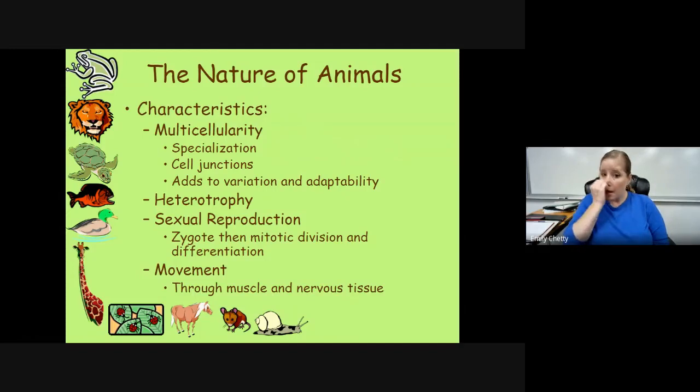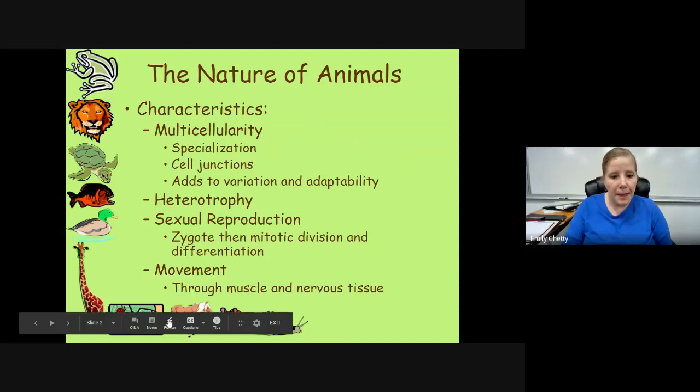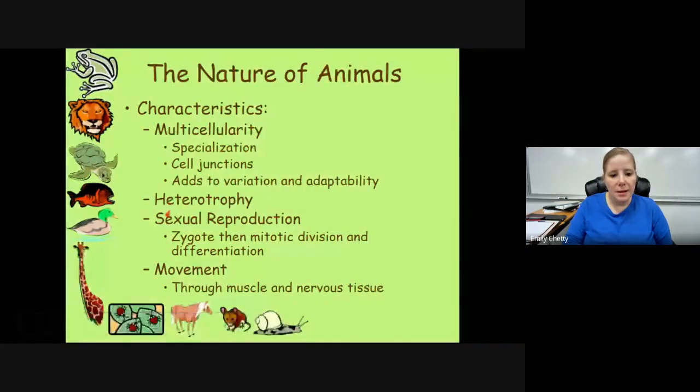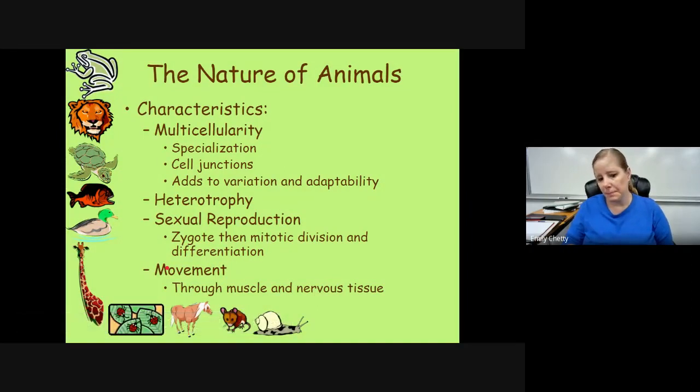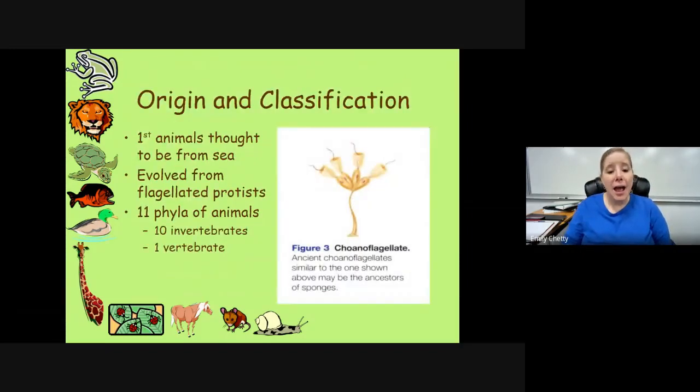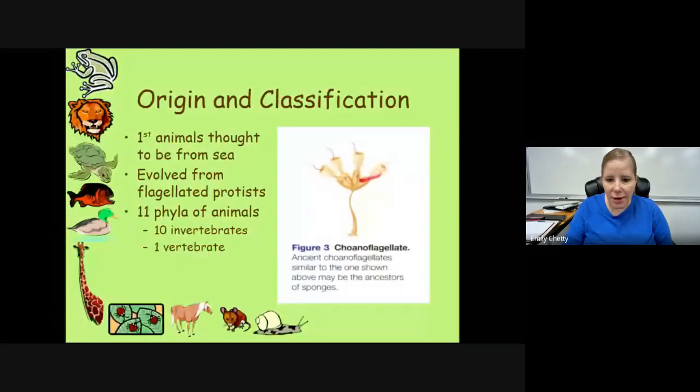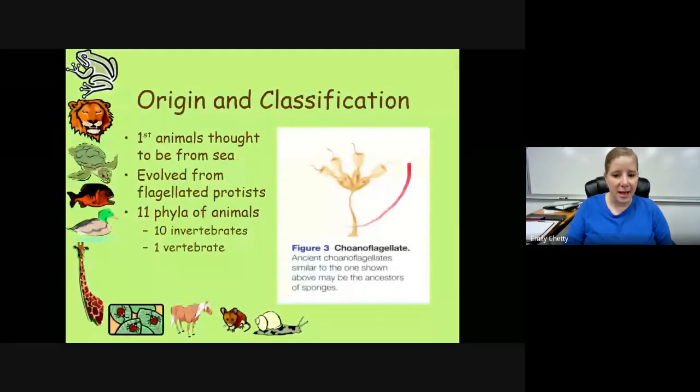All right, so remember, the 4 things that make an animal are being multicellular, heterotrophy, sexual reproduction, and movement. Any questions about those? No? Okay. The first animal came from colonial protists, which are single-cell organisms. They grouped together, and then eventually they started specializing. The outside ones got food, the insides processed the food, and they all stopped being able to live outside of each other, so they needed to work together. There are 11 different phyla. 10 of them are invertebrates, 1 of them is vertebrates, and that's what we're going to talk about today.